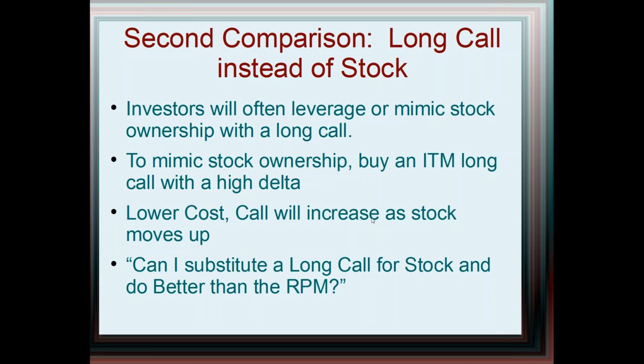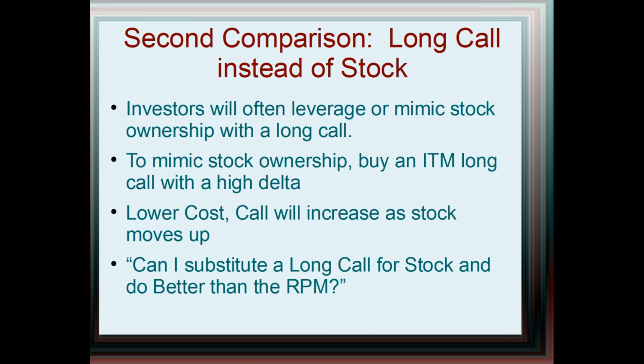I'll be honest with you, I never want to buy Priceline to enter a married put or even a covered call because the thing's at $1,600 per share, right? That's not viable for my account size. I may buy calls or do calendar spreads if I'm looking to trade Priceline or even something in the $500 range, okay? And to mimic stock ownership, we'd buy an in-the-money long call with a relatively high delta.